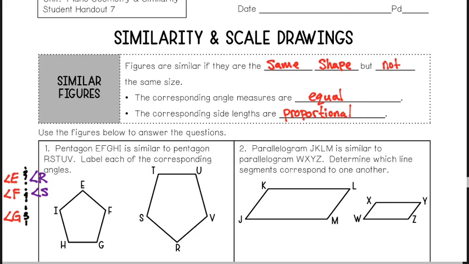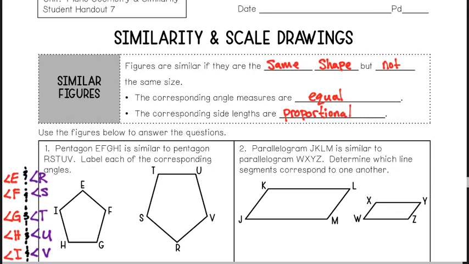So we would have angle G, that is going to correspond with angle T. Angle H is going to correspond with angle U. And last but not least, angle I is going to correspond with angle V. Now that we've worked on that with the angles, we can go on to number 2 and look at how we would do that with the sides.